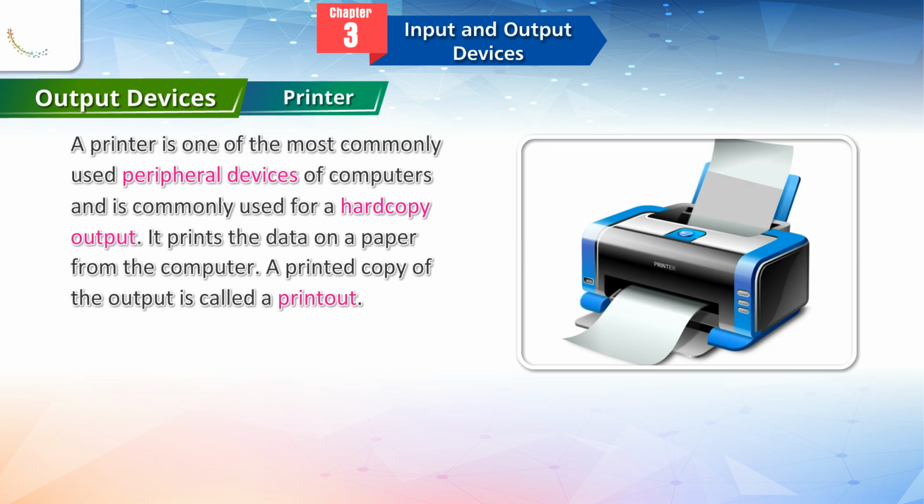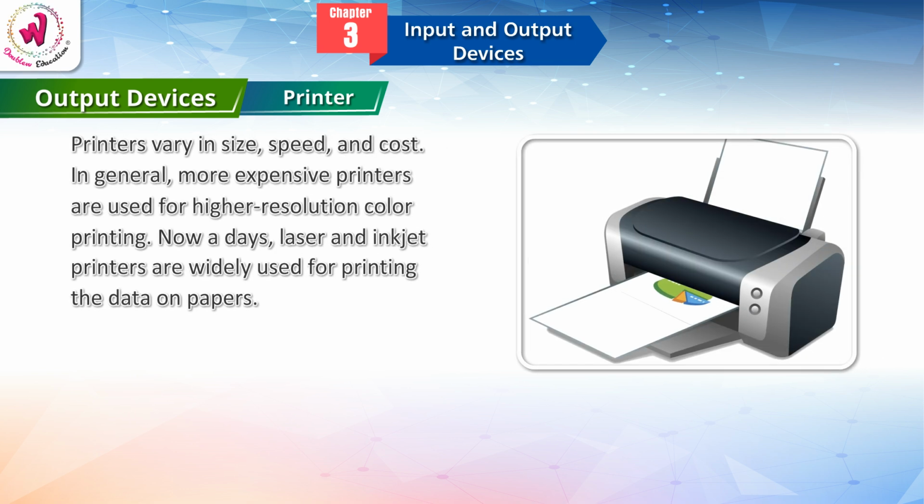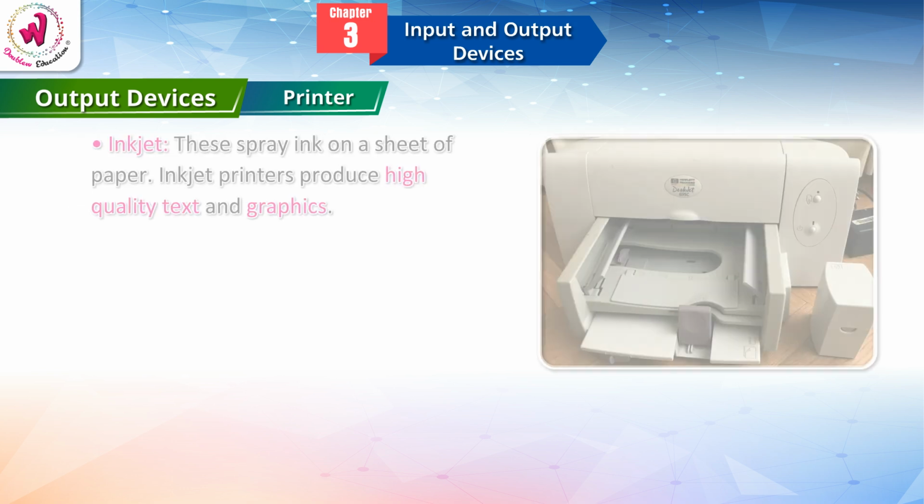Printer. A printer is one of the most commonly used peripheral devices of computers and is commonly used for a hard copy output. It prints the data on a paper from the computer. A printed copy of the output is called a printout. Printers vary in size, speed and cost. In general, more expensive printers are used for higher resolution color printing. Nowadays, laser and inkjet printers are widely used for printing the data on papers.